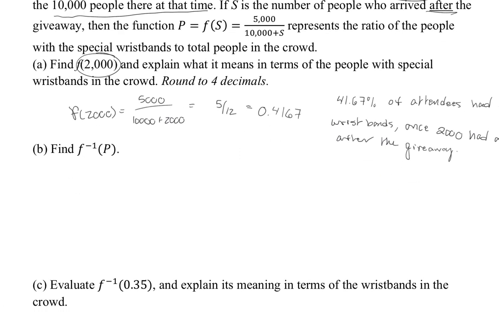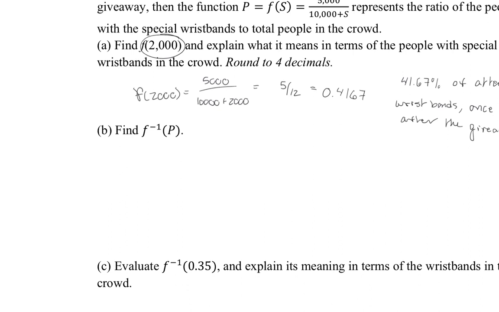Now we're asked to find F inverse of P. So to do that, we're just going to say, okay, well, P is equal to 5,000 over 10,000 plus S. We want to solve to get S on its own. So my first thing is I'm going to multiply this whole thing by 10,000 plus S on both sides.